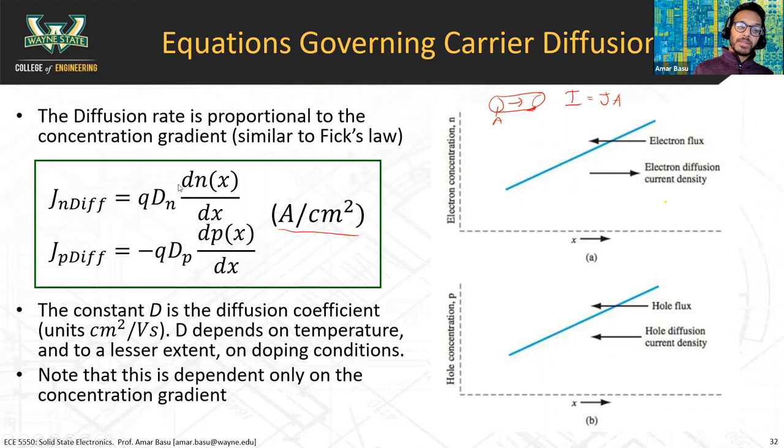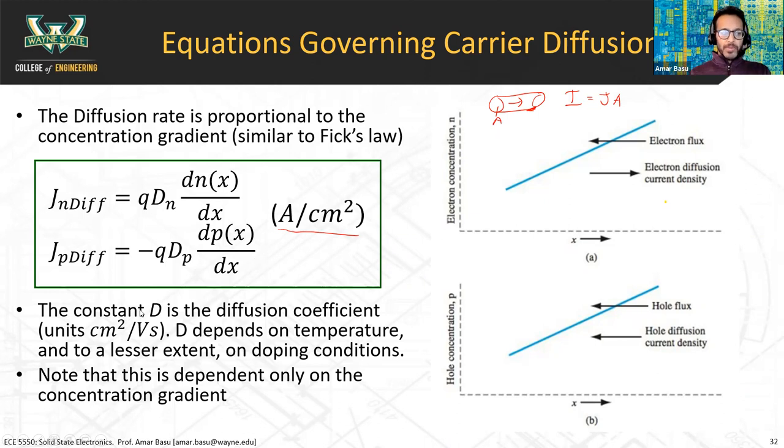dN is the diffusion coefficient for electrons. I just talked about what that is. And then dN/dx is the concentration gradient. So the sharper the concentration gradient you have, the more diffusion current you're going to have. The larger your diffusion coefficient is, the more diffusion current you're going to have.